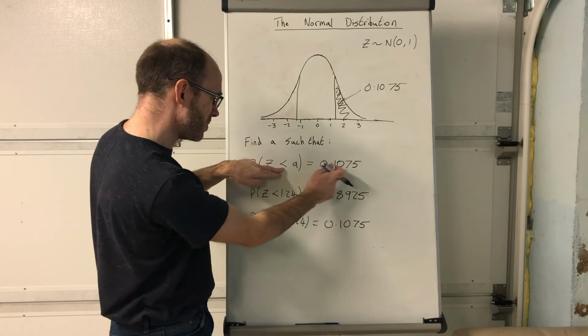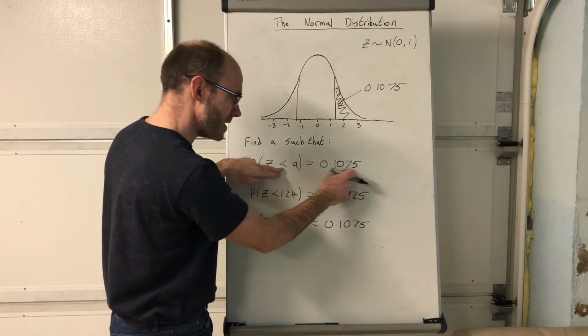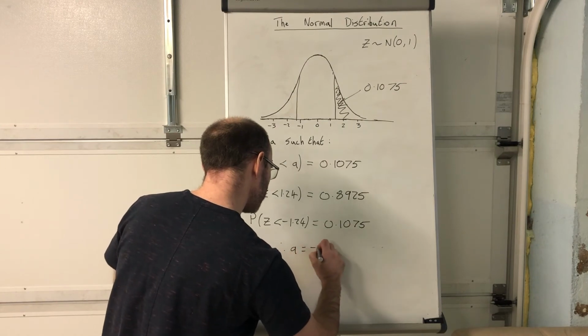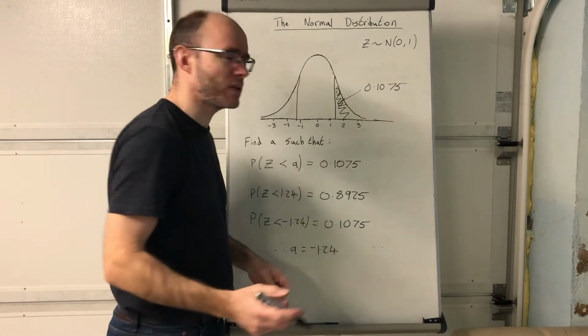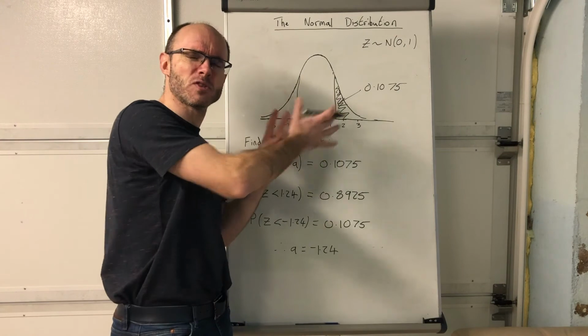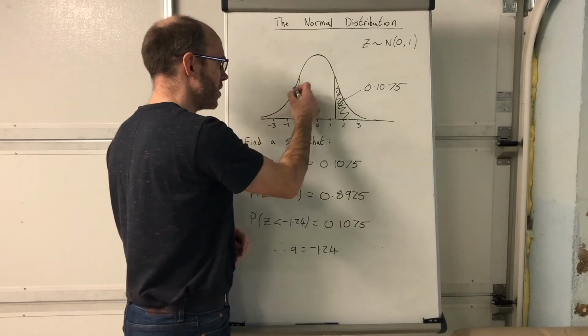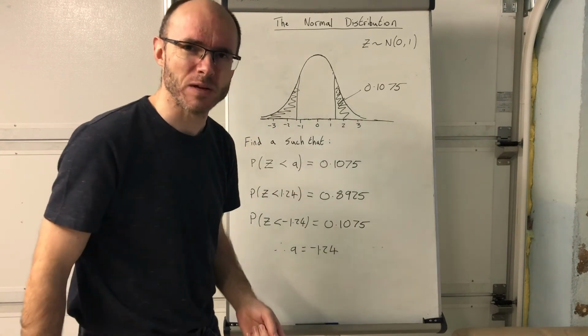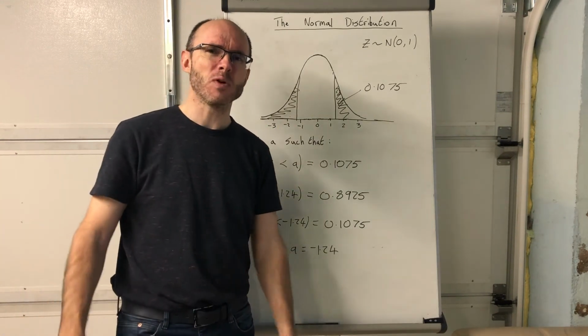And then that is it. That fits nicely with this. Probability Z is less than A is that. A then must be negative 1.24. And then we're done. Remember, using the symmetry of the curve is extremely important because without it we would not have been able to work out what the value of A was. I've got one more example coming up for you.